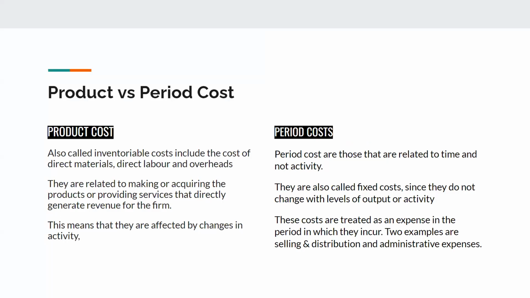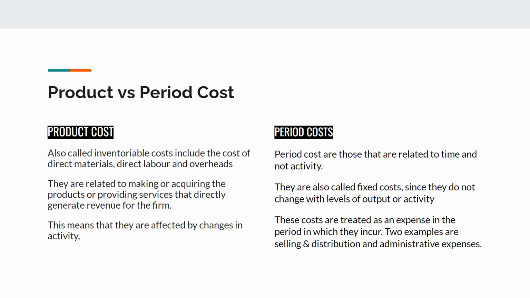So generally, product costs are always related to making or acquiring the product, or in the case of a service industry, providing the services, right? And as a result, it directly generates revenue for the firm. What that means is that product costs are affected by changes in your level of activity. The more activity you have, the higher product cost is going to be.